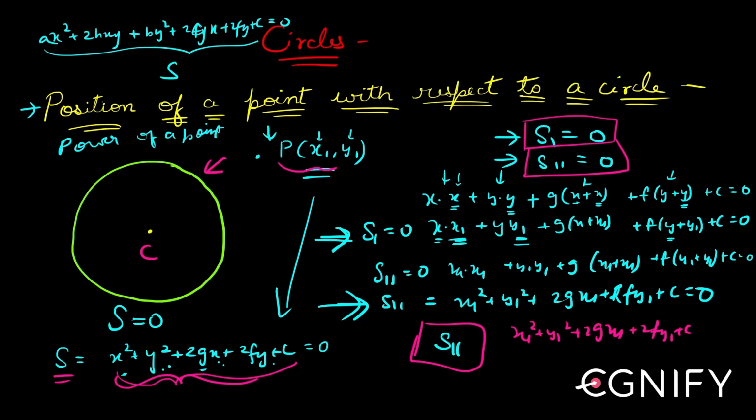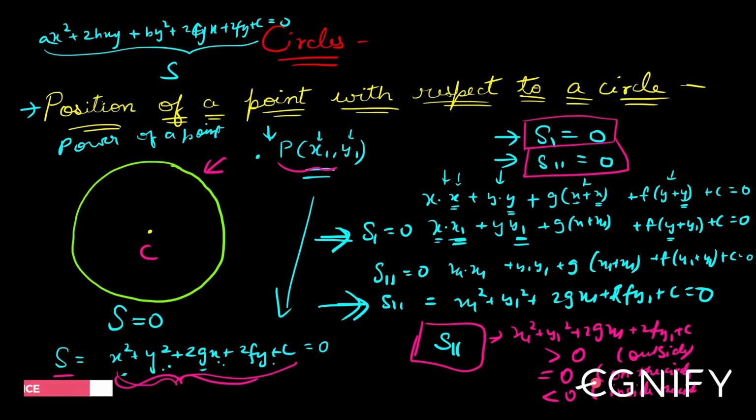So this S11, obviously when you put it, you'll get a number. If that number is greater than 0, then the point is outside the circle. If that number is equal to 0, then that point is on the circle. If that number is less than 0, then the point is inside the circle. So this was the result.